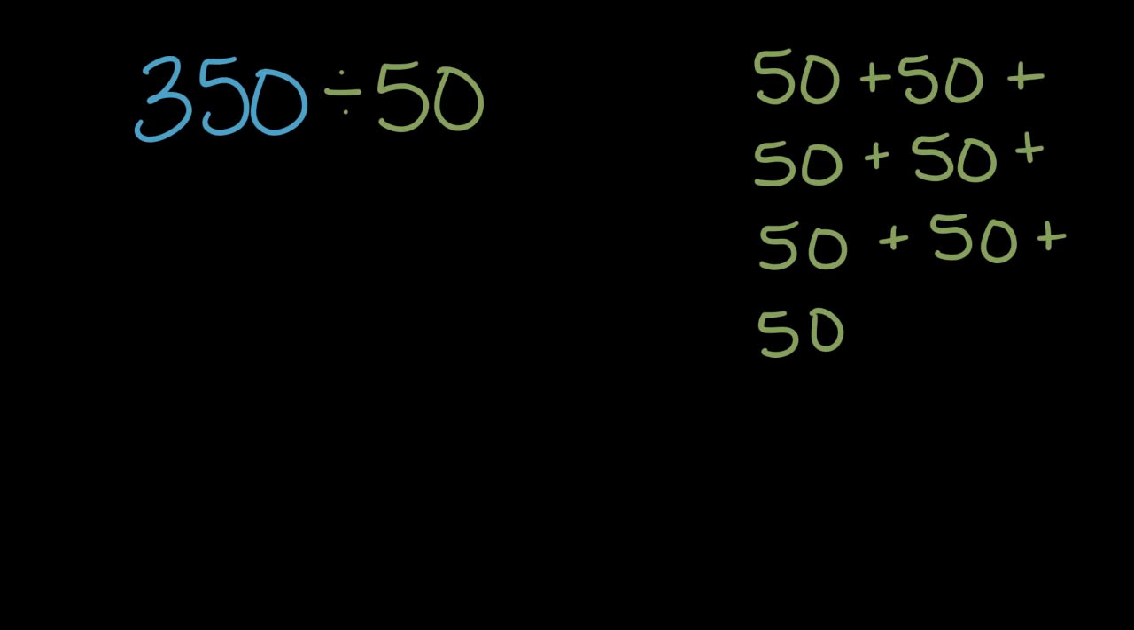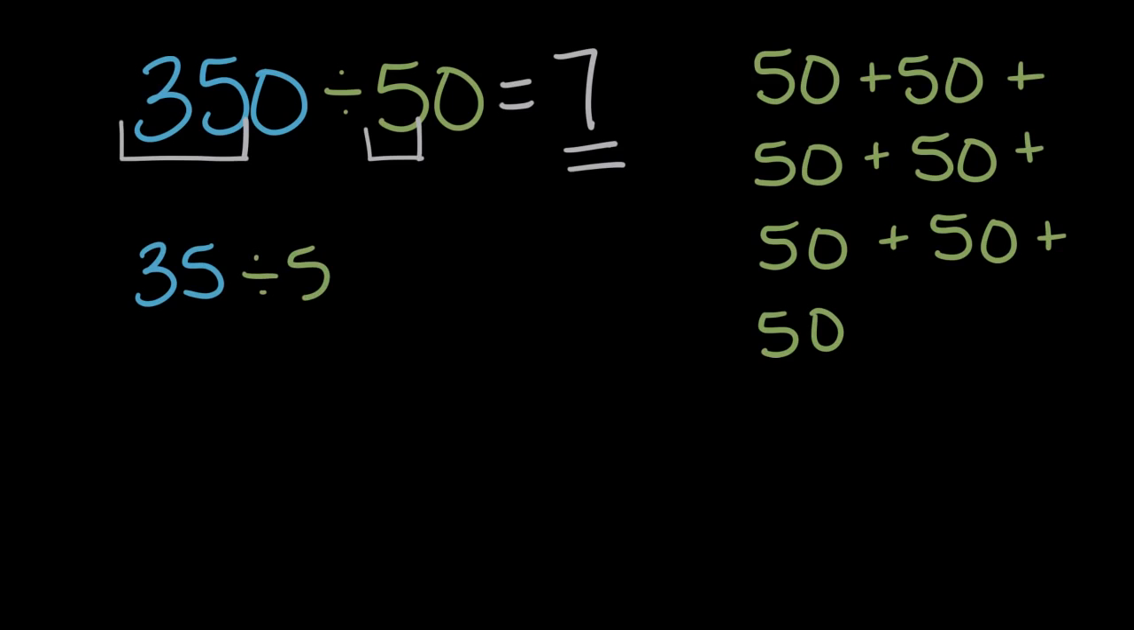And how many groups is this? 1, 2, 3, 4, 5, 6, 7. So 350 divided into groups of 50 is 7. Now let's look at that quotient, that solution of 7, and let's notice something. If we had simply divided 35 by 5, we would have also gotten 7.